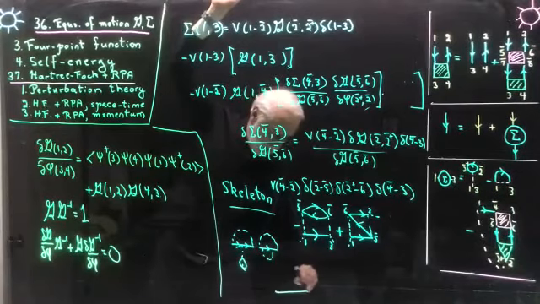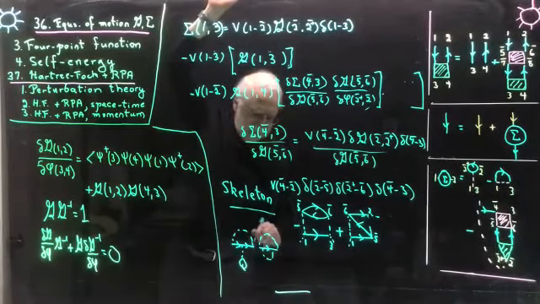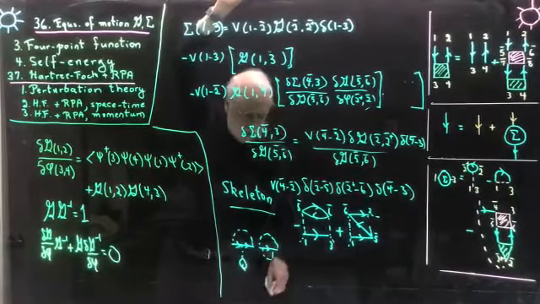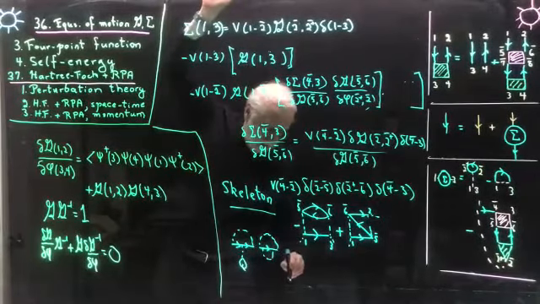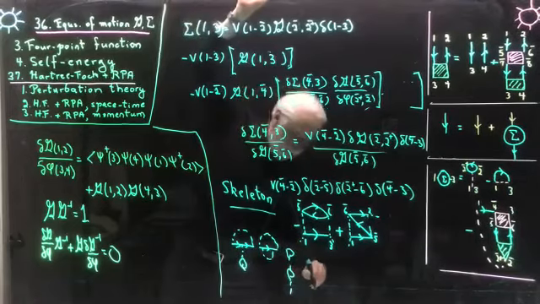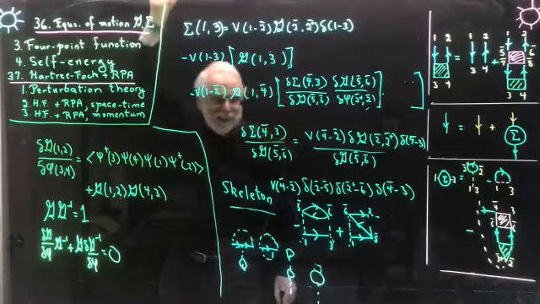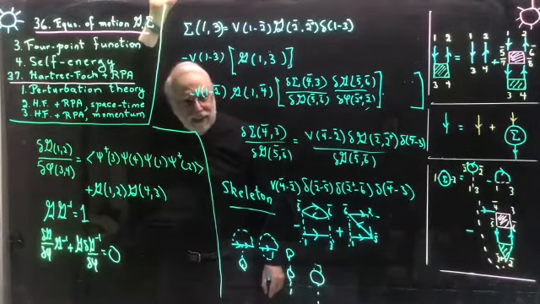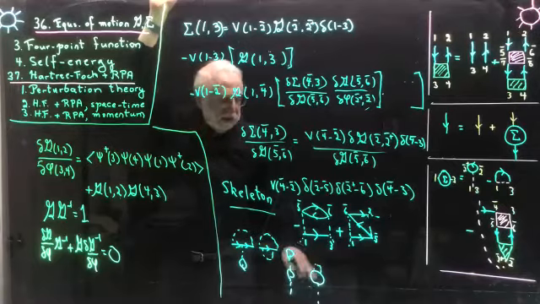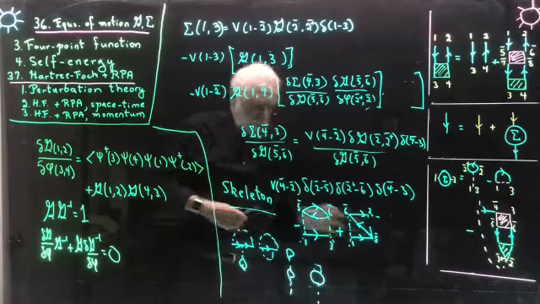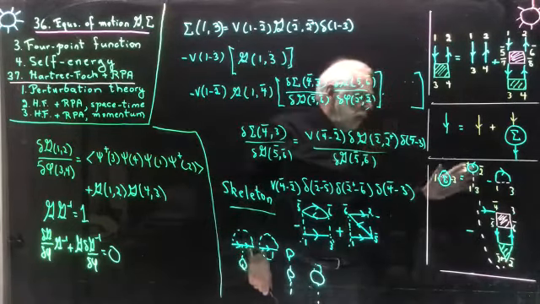And this times this would be another second order diagram, and this times this would be another second order diagram. Okay, I would dress all these things. So there's no problem in generating the series either for the skeleton or for the bare Green's function.